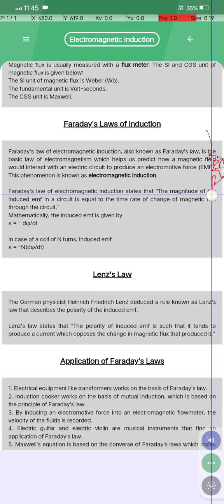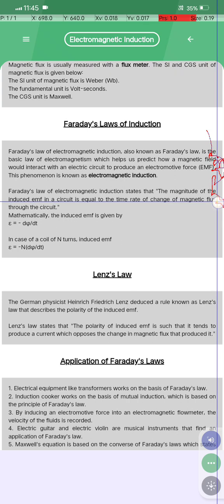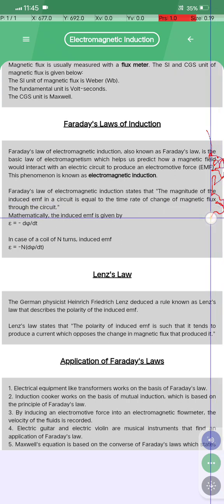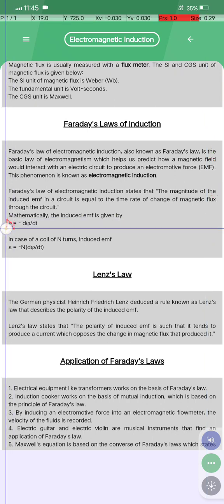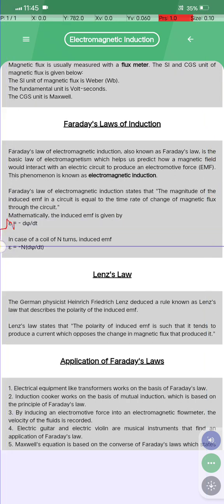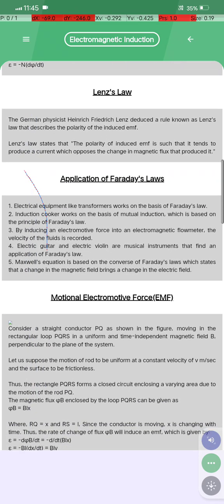Faraday law of electromagnetic induction states that the magnitude of the induced EMF in a circuit is equal to the time rate of change of magnetic flux through the circuit. Mathematically, induced EMF is given by E is equal to minus d phi by dt, या यहाँ पे d psi दे रखा है, बट वैसे वो भी होता है d phi. In the case of a coil of n turns, induced EMF is minus n d psi by dt. या लेंज लॉ, इसका क्या है? देखो लेंज लॉ क्या कहता है.